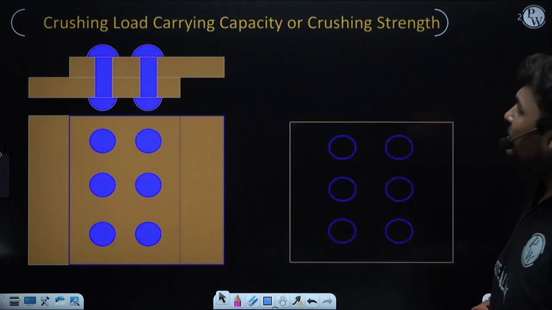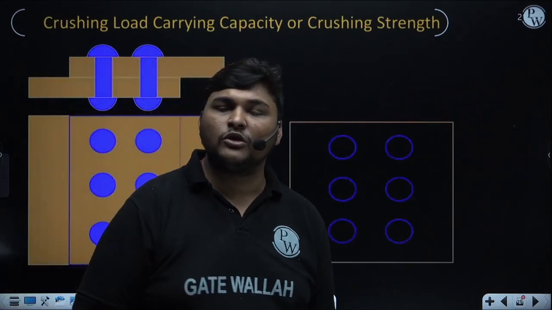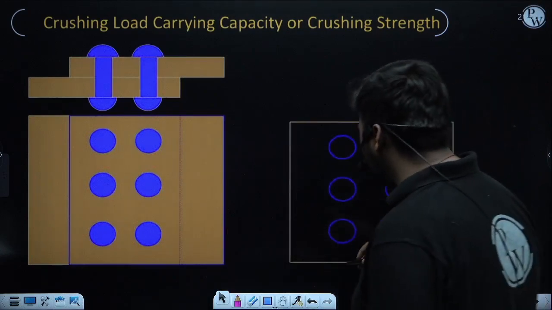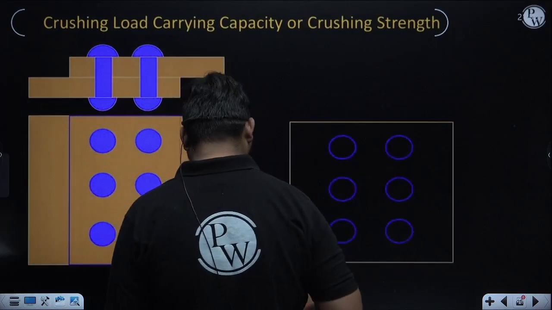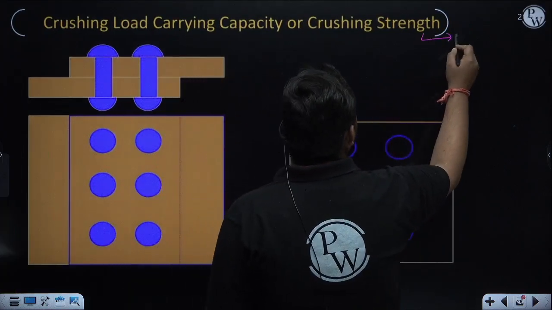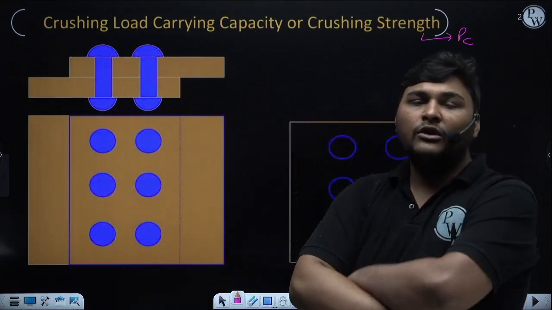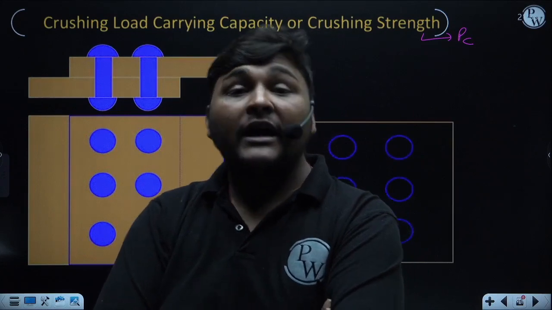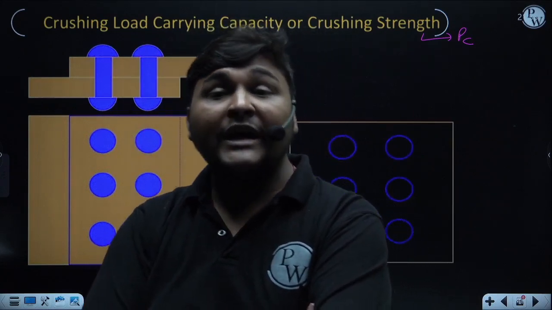Now we will discuss one more load carrying capacity of this system, crushing load carrying capacity, which is also known as crushing strength of the material. I will denote crushing load carrying capacity or crushing strength as PC. Now what is crushing strength or crushing load carrying capacity? It is the load carrying capacity of the system to avoid crushing failure.